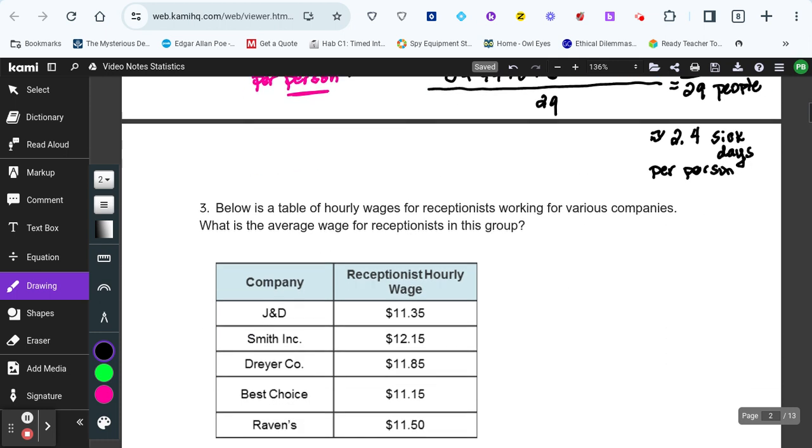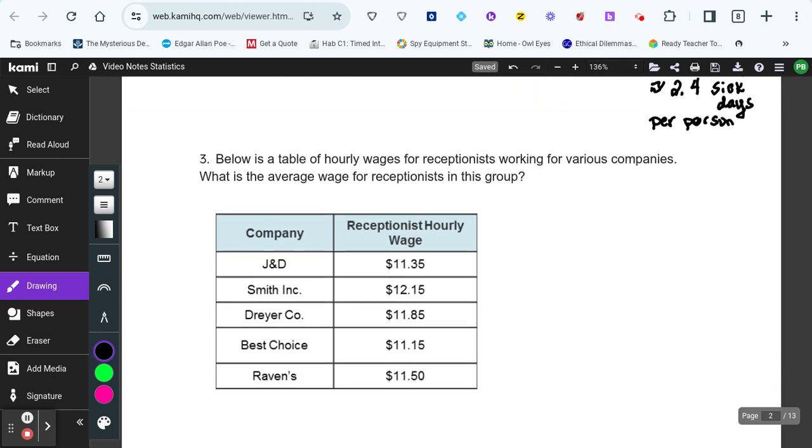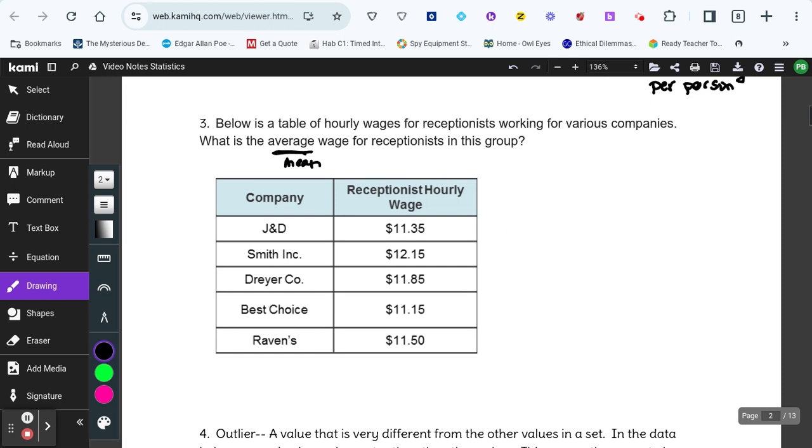All right, so let's take a look at this one. It says, below is a table of hourly wages for receptionists working for various companies. What's the average wage? Average, again, is mean. This is not a frequency table. It's just a table. So I can see that a receptionist at J&D Company makes $11.35, whereas the receptionist at Smith Incorporated makes $12.15, and then so forth.